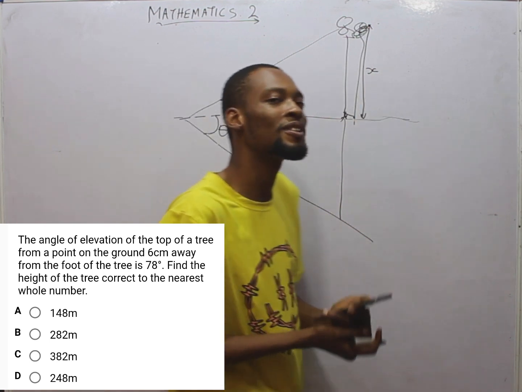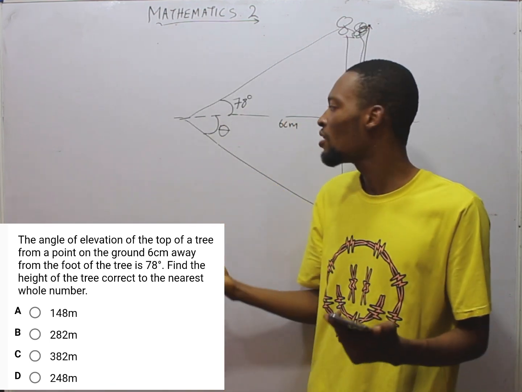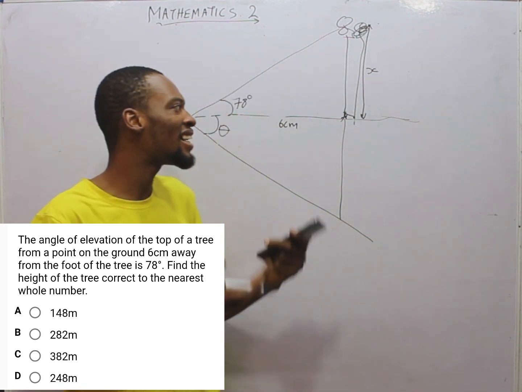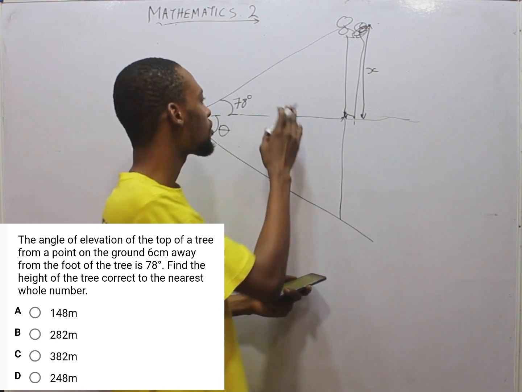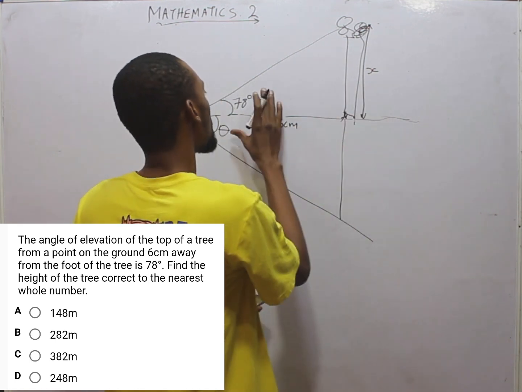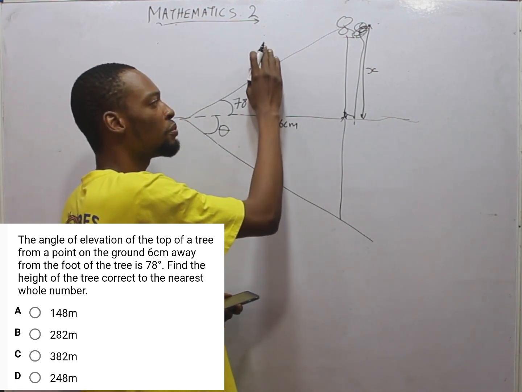That is angle of elevation and angle of depression for you. And to solve questions under angle of elevation and depression, we simply apply trigonometry. So from here, we have adjacent, we have opposite, and we have an angle. We don't have the hypotenuse.